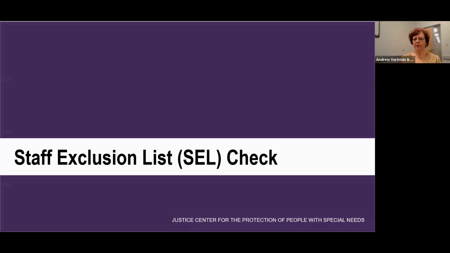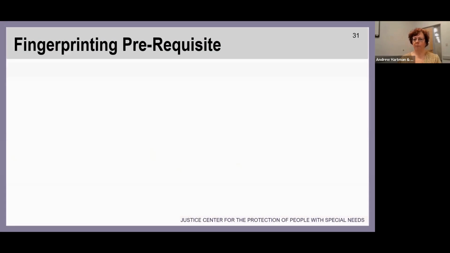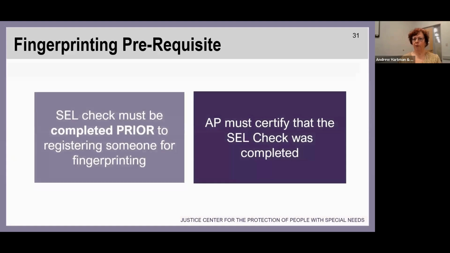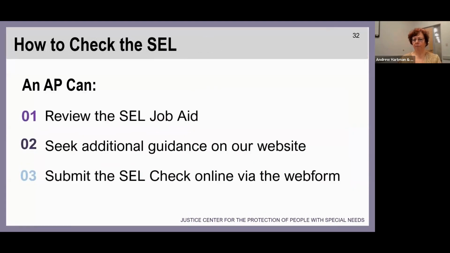So now we'll move on to the staff exclusion or SEL checks. Prior to sending an applicant for fingerprinting, the SEL check must be done. The AP must certify that the SEL check has been completed. You can review the SEL job aid. There is guidance on our website, and then you can submit the SEL check online via the web form.